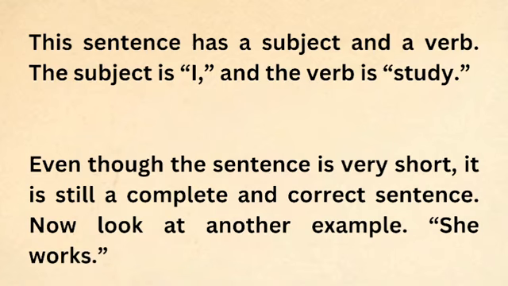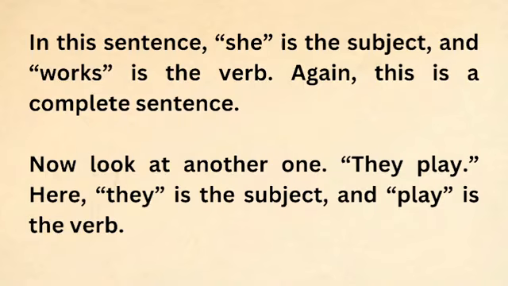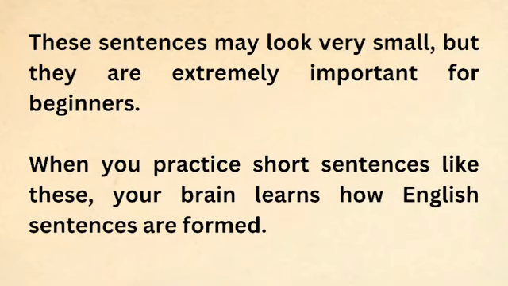Now look at another example. She works. In this sentence, she is the subject and works is the verb. Again, this is a complete sentence. Now look at another one. They play. Here, they is the subject and play is the verb. These sentences may look very small, but they are extremely important for beginners. When you practice short sentences like these, your brain learns how English sentences are formed.